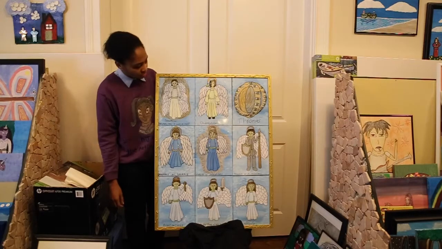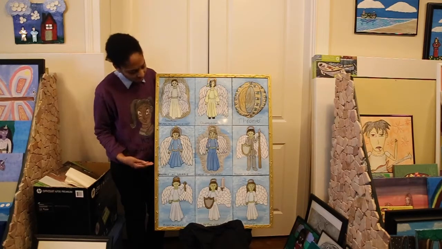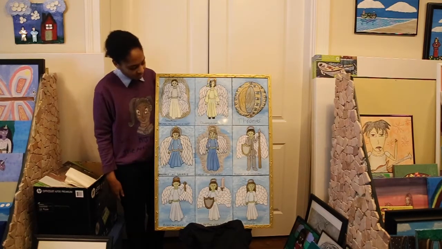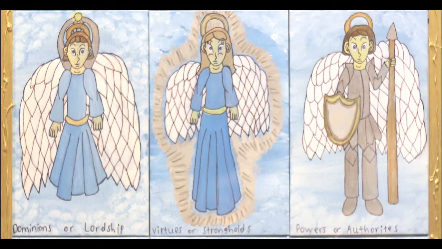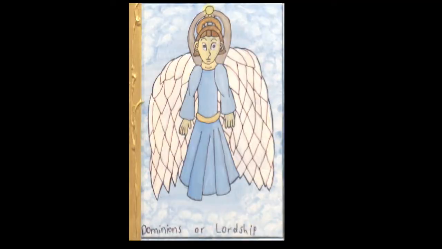The second sphere of angels' work is as heavenly governors of creation. They fulfill God's plan in the universe, so I'm guessing that they are the protectors of the universe. That was my opinion. The three are dominions or lordships, virtues or strongholds, and powers or authorities. Dominions or lordships carry out duties to the lower angels.